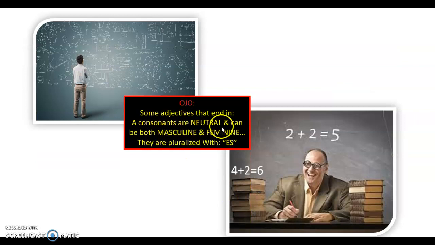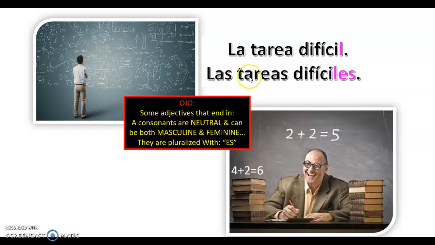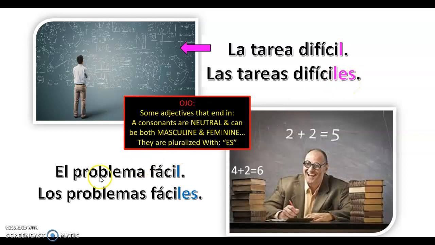Some adjectives can be considered neutral, or they can be both masculine or feminine. For example, la tarea difícil. In this sense, tarea, the homework, is feminine, so difícil is feminine. Las tareas difíciles. You add an es. El problema is masculine, so here it's still fácil or difícil or whatever. It still doesn't change. It's actually masculine, and here it's masculine plural.